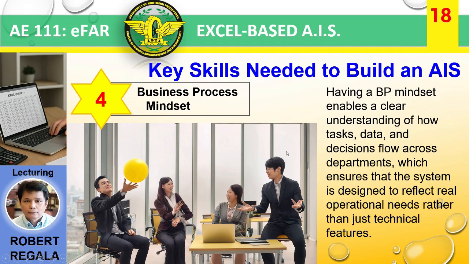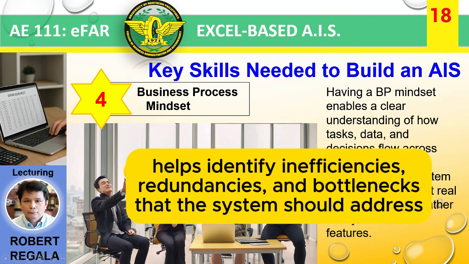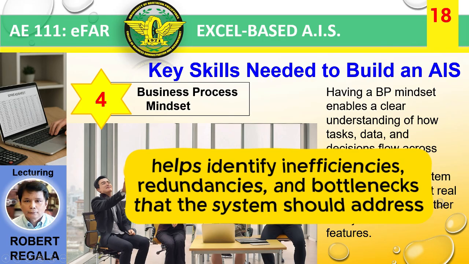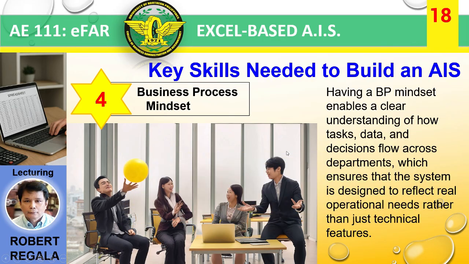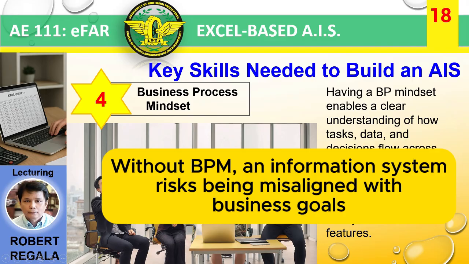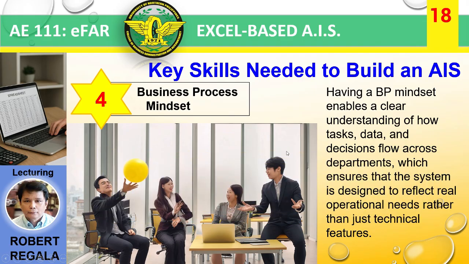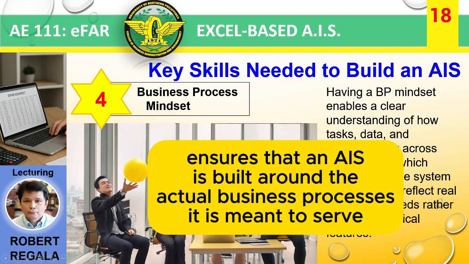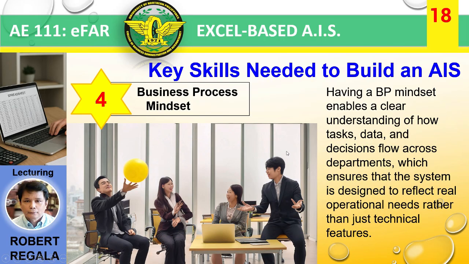By mapping and analyzing processes, BPM helps identify inefficiencies, redundancies, and bottlenecks that the system should address. It also ensures proper integration between functions, for example, sales, accounting, inventory, so that information flows consistently and accurately across the organization. Without BPM, an information system risks being misaligned with business goals, resulting in wasted resources, poor user adoption, and unreliable outputs. In short, BPM ensures that an information system is built around the actual business processes it is meant to serve, making it efficient, relevant, and value-adding.